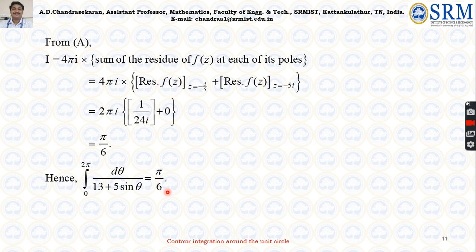So this is the type 1 model. Whatever is given in terms of theta, convert this into z first, then apply the Cauchy's residue theorem. Got it?